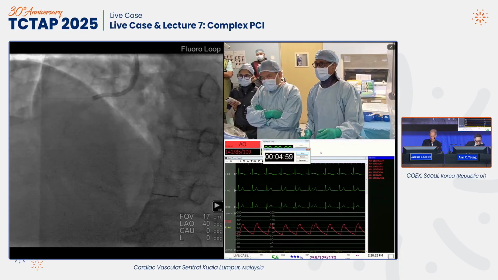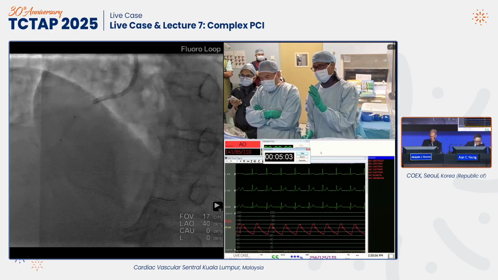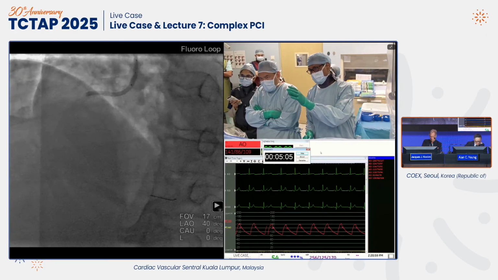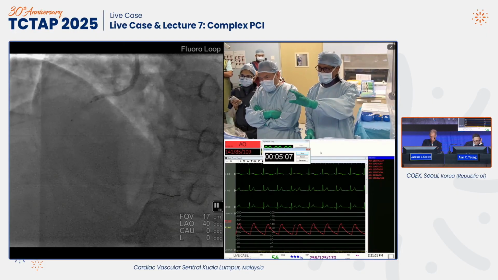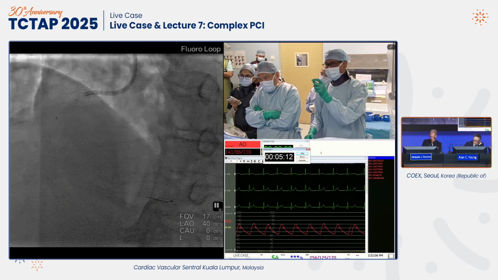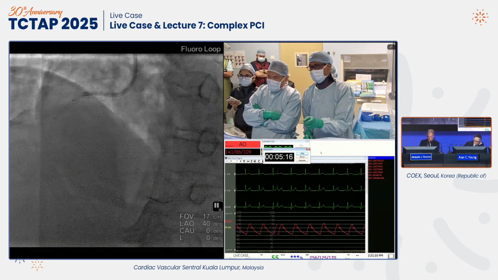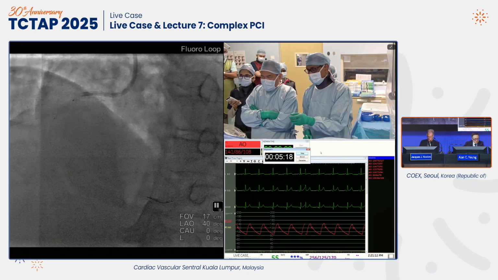And you can see, can I see that? Yeah. So, to be honest, we couldn't really pass the distal, so we had to dilate distally with a 2.5, but we did not use the 2.5 for the proximal heavy calcified lesion.